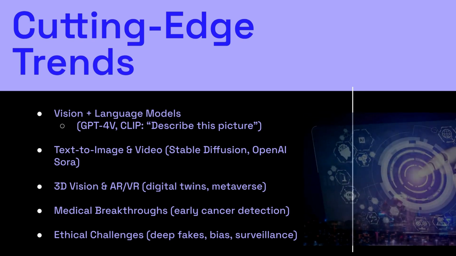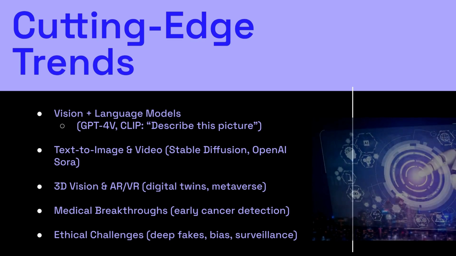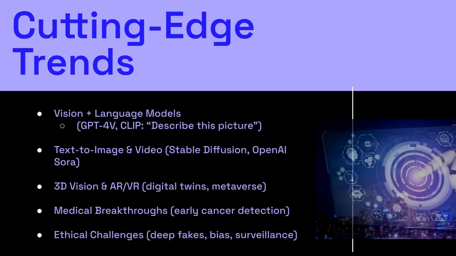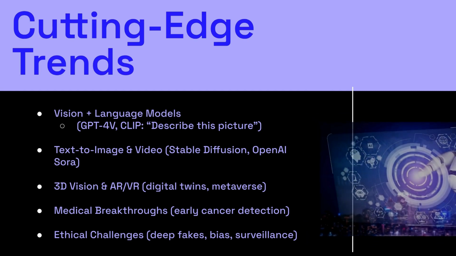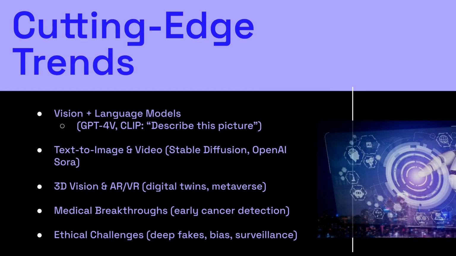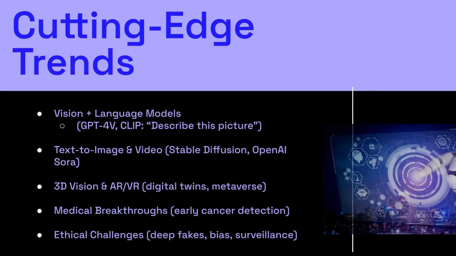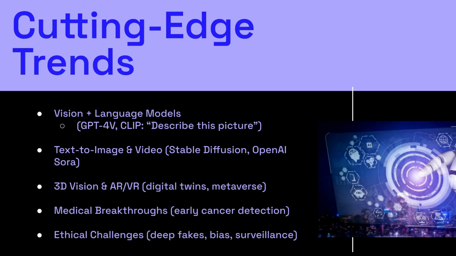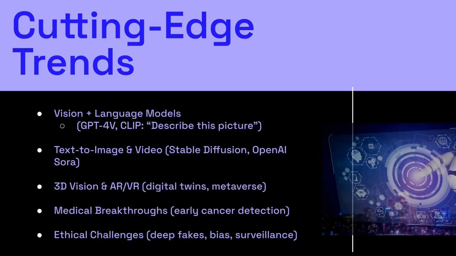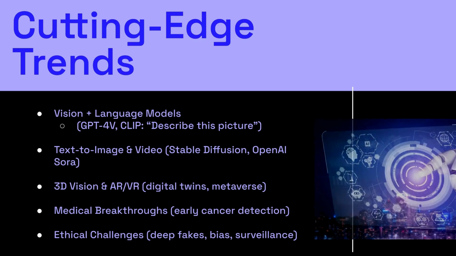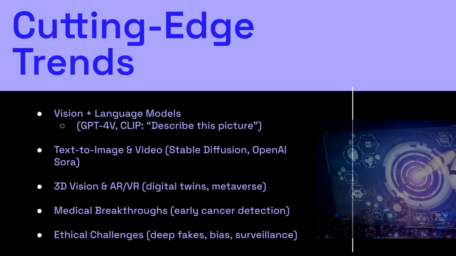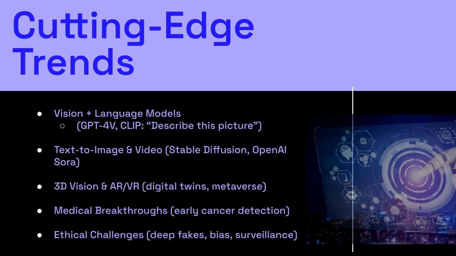Traditionally, vision systems could only label objects like car, tree or person. But now, AI can understand and talk about images using both vision and language together. Models like CLIP and GPT-4V can look at an image and describe it in full sentences, answer questions about it, or even understand diagrams.